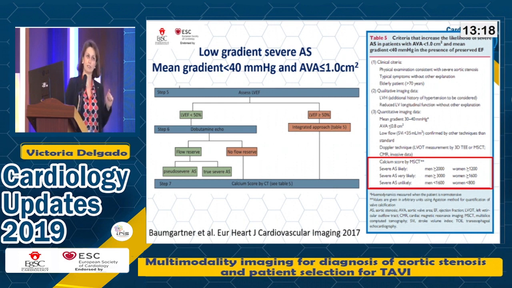All this evidence has made an important impact on the recommendations on how to assess aortic valve stenosis. And for the first time, the European Association of Cardiovascular Imaging recommendations and the American Society of Echocardiography recommendations include the use of calcium score by CT to identify the patients with severe aortic stenosis. And therefore, severe aortic stenosis is likely when the calcium burden of the aortic valve in men is at least 2,000 and above, and in women more than 1,200.